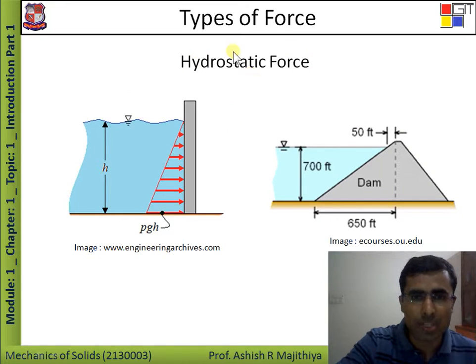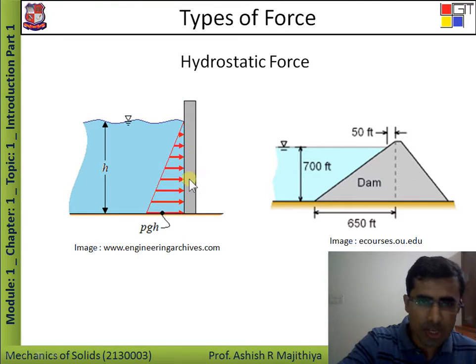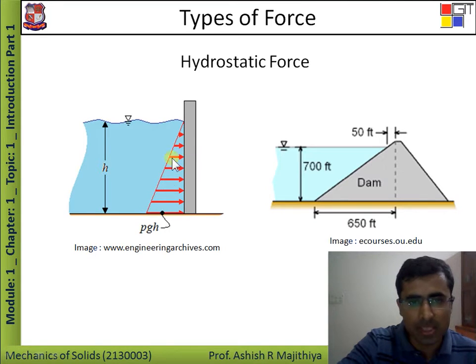Next is hydrostatic force. A force applied by a fluid is called hydrostatic force. This is a cross-sectional area of a dam. As per the calculation, the maximum force will be at the bottom, and as we travel upwards, the force decreases gradually, and that is why the design of a dam will always be like this.